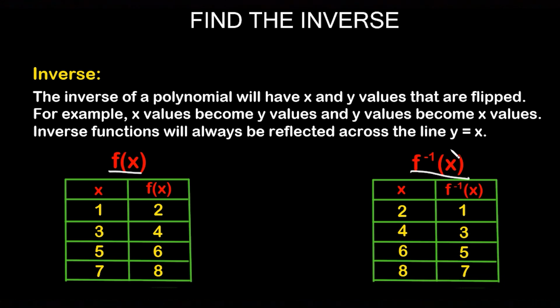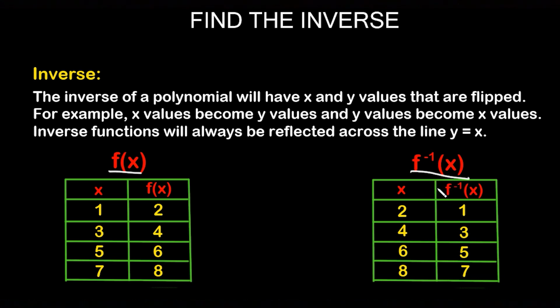And so if you look at your table of values, you can see on my original function, f of x, my x values are 1, 3, 5, and 7, and then my y values are 2, 4, 6, and 8. Well, if you look at the inverse function, what happens? Your x and y values flip. So now my x values are going to be 2, 4, 6, and 8, and then my y values are now going to be 1, 3, 5, and 7, okay?